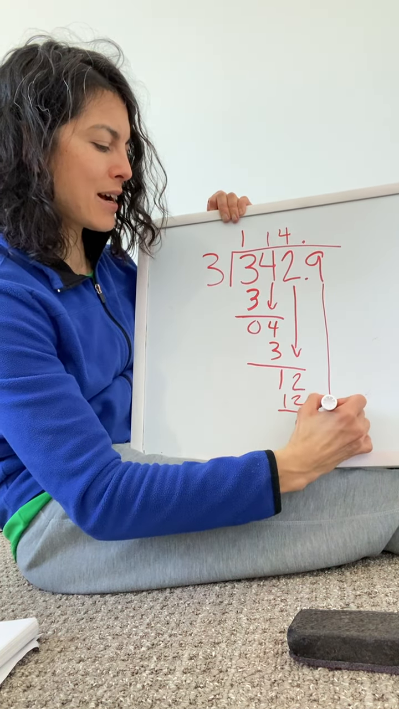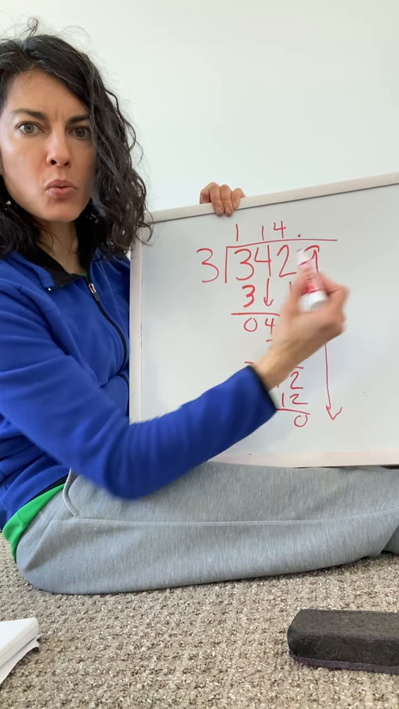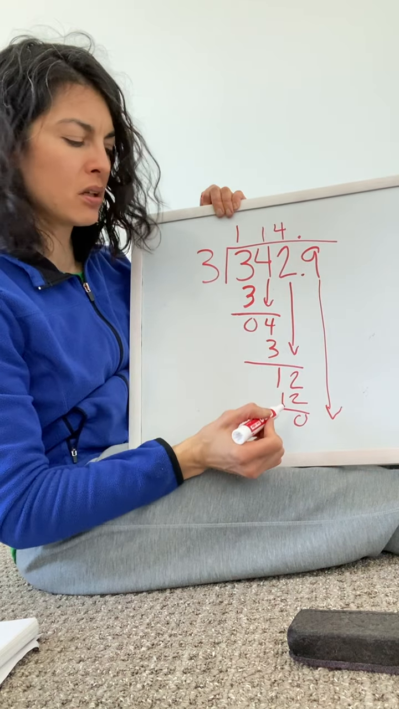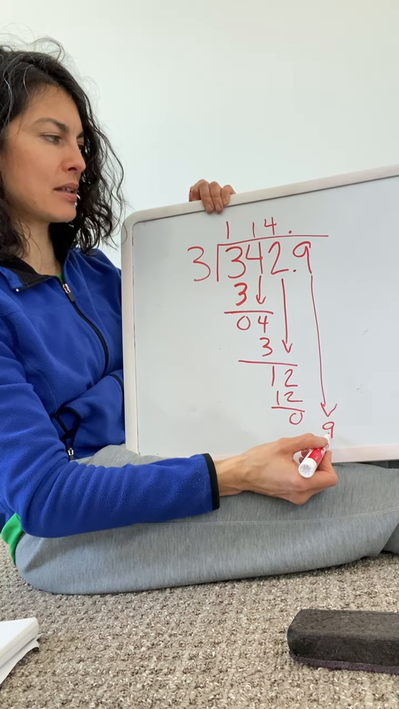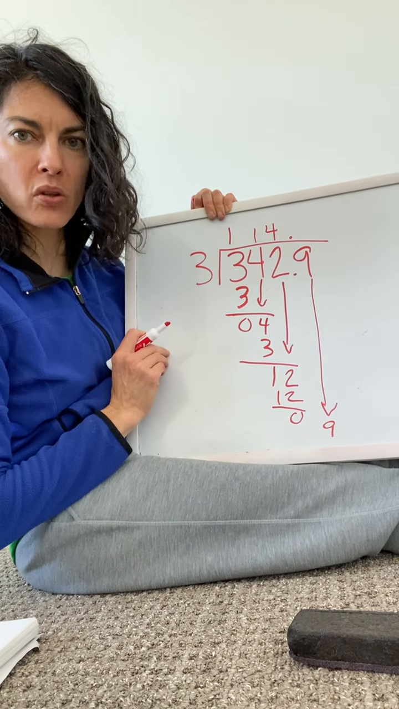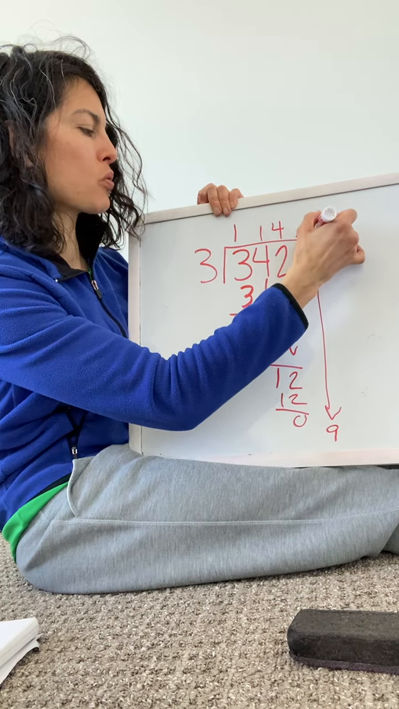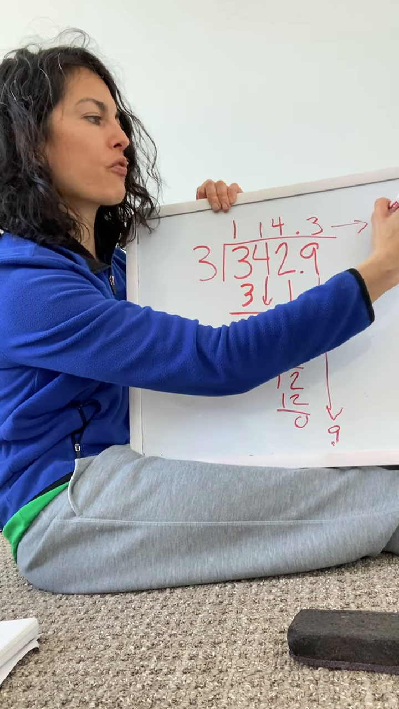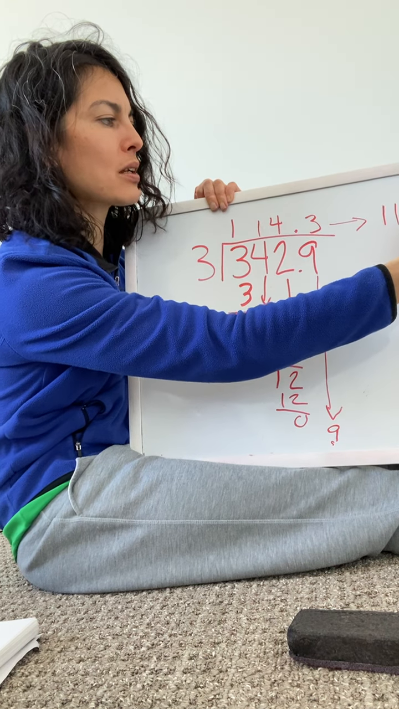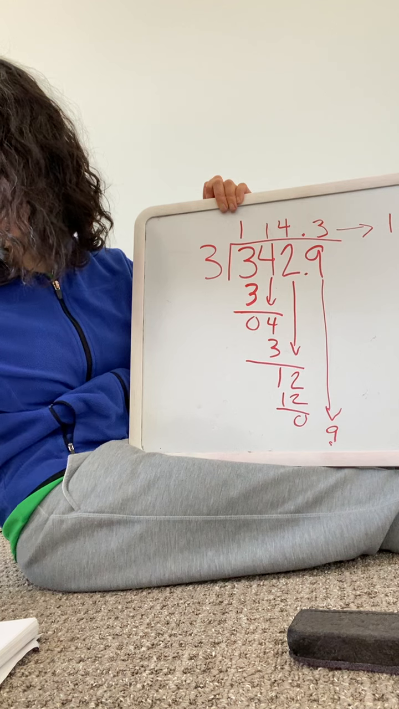Bring down our 9. Ooh, there's a decimal there. Is that going to change what number we write down? Not at all. We're still going to see how many times 3 can go into 9. It's just we have a decimal there. 3 can go into 9 3 times. And you know 3 times 3 is 9, so we'd have 0 left over. There's our answer. Don't forget that decimal, 114.3. It needs to be right there or your answer will be wrong. It's very important.